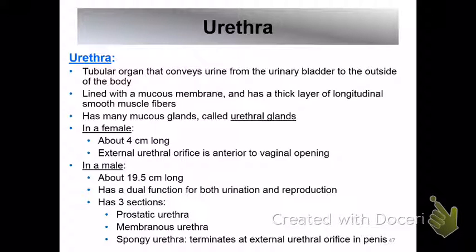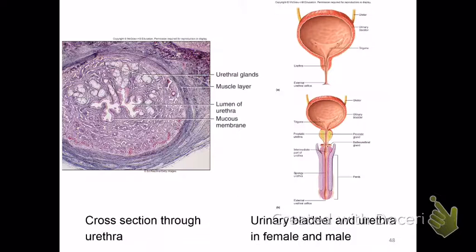I'm not going to ask you the numbers, but in females the urethra is 4 centimeters. In males it's 19.5 centimeters. Look at this picture right here. You can see on the top image, females have a much shorter urethra than males do, because in males it goes all the way out the penis.